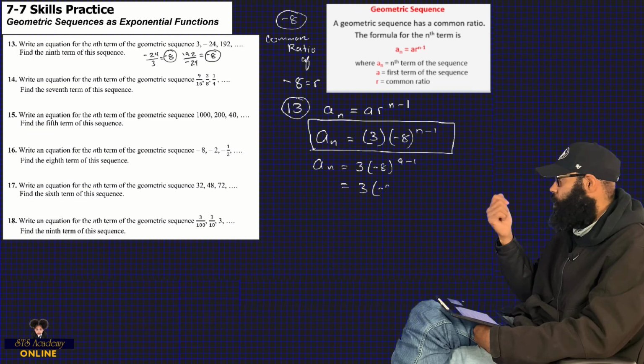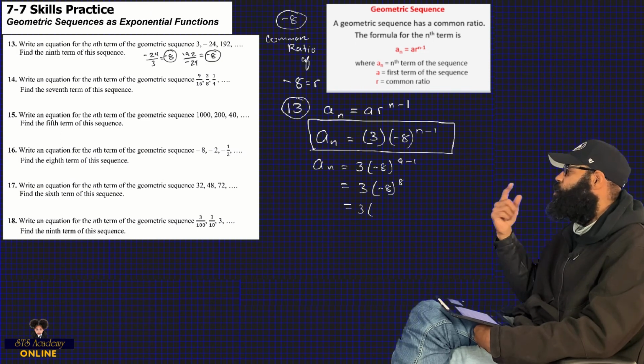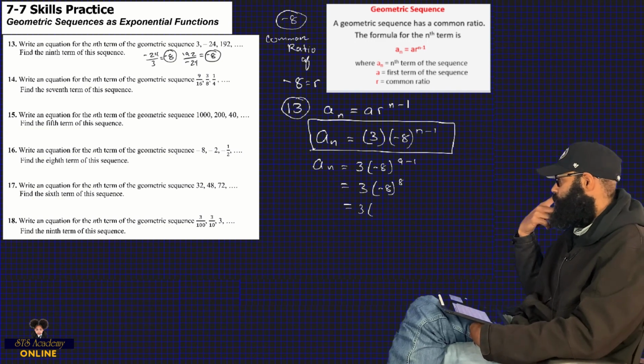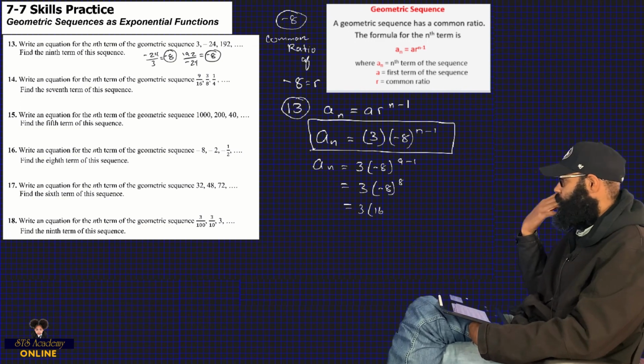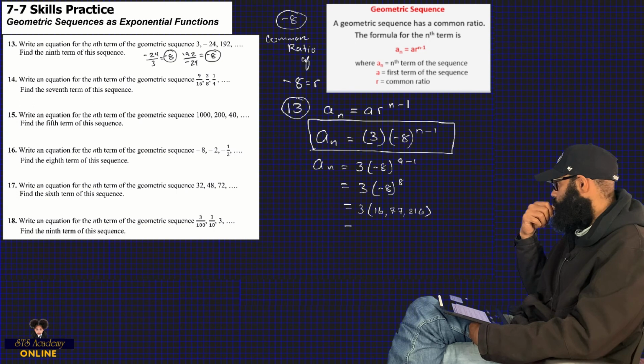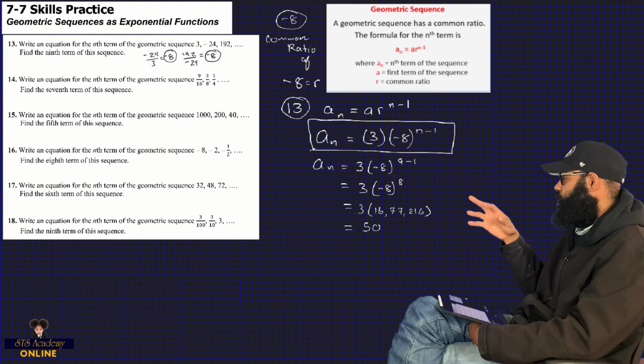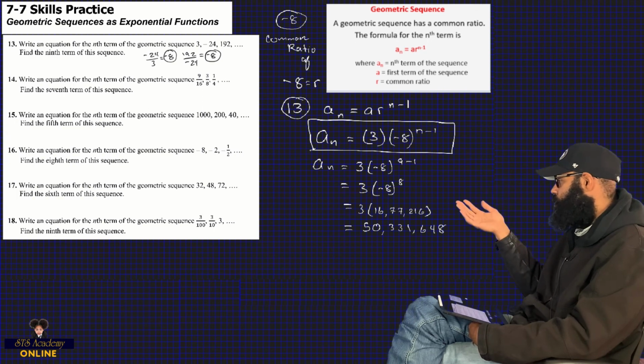So, what do we know? We know this, guys. You see how I got the 9 minus 1? Because I want to know the 9th number. So, put in 9. 9 minus 1 is 8. 3 times negative 8 to the 8th power. Well, guess what? 3 times a big number. That don't even look right, y'all. That comma's in the wrong place, I probably, yeah. Check the calculator, right? But easy enough though, guys. I now have the 9th number.